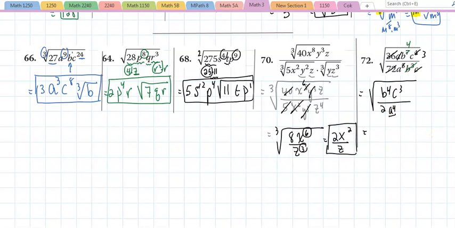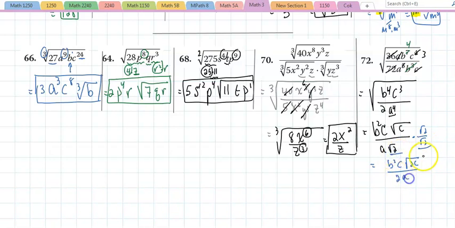So let me clear now. That's gonna be bc, b squared c, and a c left over. And this is gonna be a times the square root of 2. And if I rationalize, multiply by square root of 2 top and bottom, I will end up with b squared c, the square root of 2c, and these radicals clear, and I'll get a 2a. And that would be my final answer.